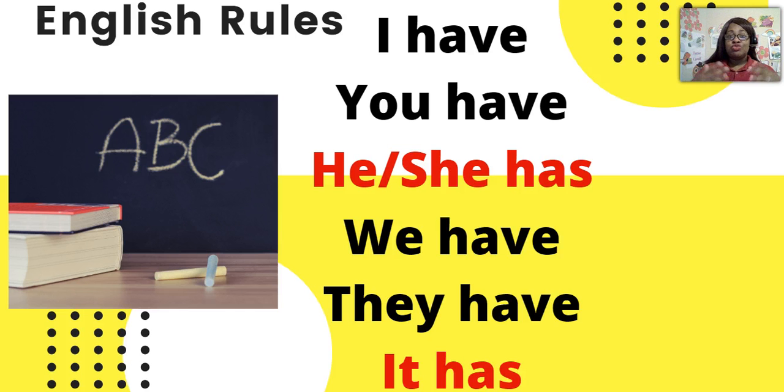Also, for he and she, we replace with names. Martha has a new car. Sam has a new car. We have a new car. They have a new car. And it has a big head. Okay. You can also say the dog has a big head. So anything that you use to replace it, you would use has.